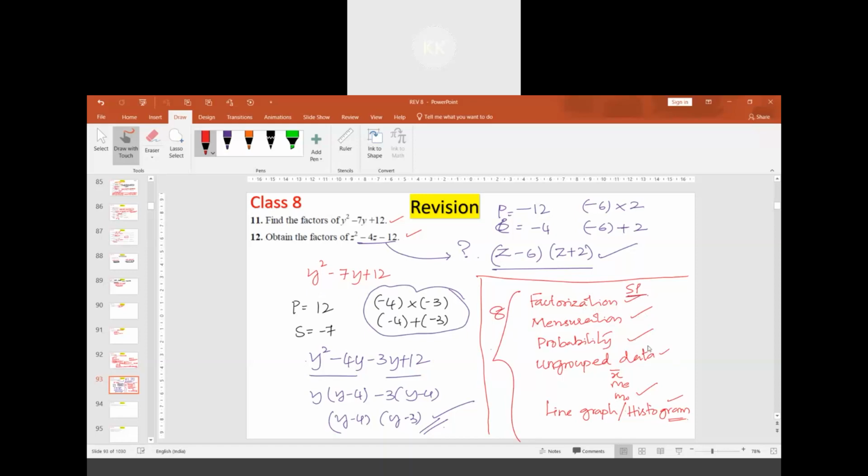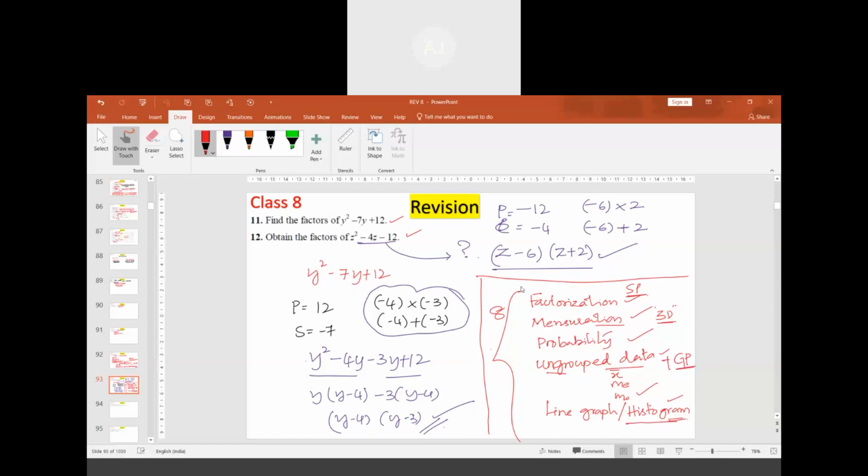In mensuration, the solid figures, 3D, their surface area and volume will repeat. In probability, it's a continuation of whatever you have learned. In statistics, ungrouped data will repeat. Apart from this, you learn how to group the data and how to find mean, median, mode. Then there is histogram, which will repeat.